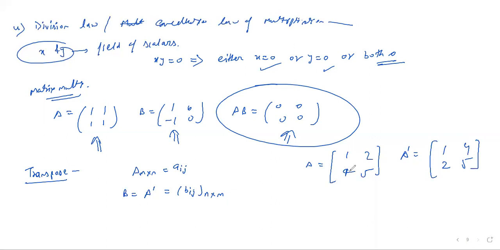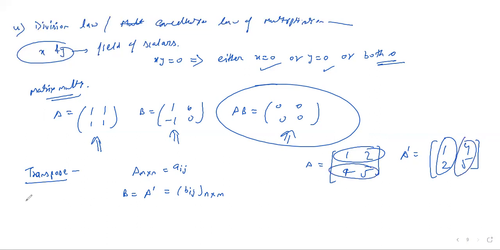This means the transpose of any matrix can be found by just writing the rows of the matrix as columns. Like this, I have written the first row 1 2 into the first column, which is 1 2, and the second row 4 5 into the second column as 4 5.